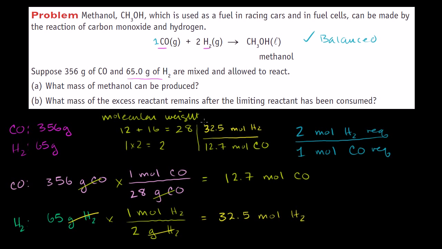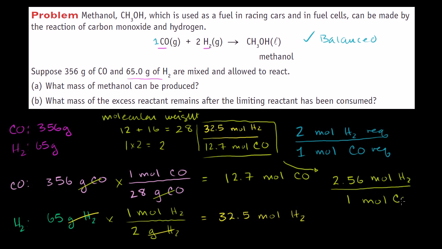So if I just rewrite this, I should have written it here to begin with. I could write this as we have 2.56 moles of molecular hydrogen for every 1 mole of carbon monoxide. So this is what we need for our reaction to occur. This is what the balanced equation tells us.